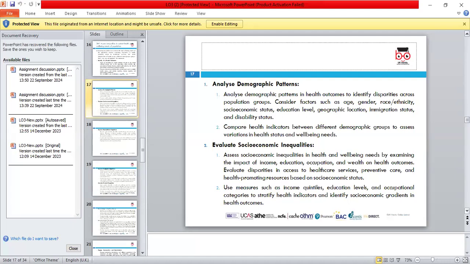So in evaluating socioeconomic inequalities, you are looking into the work itself, the disparities in terms of salary, and access to health-providing resources based on socioeconomic development, the educational levels, the occupational categories, what kind of job they do, what level they are on. If people are on the same level, why is one person earning so much more than the other? All these things you have to look into.